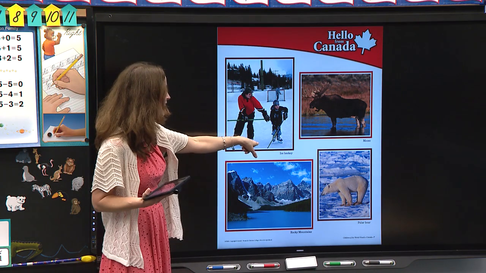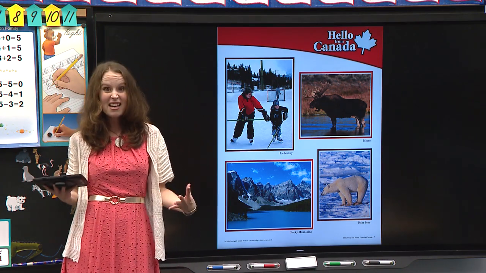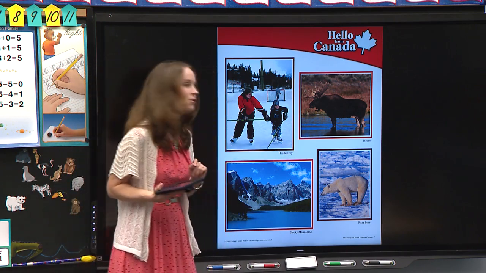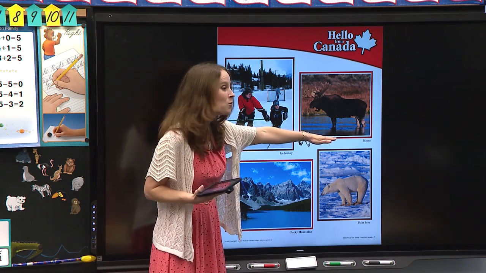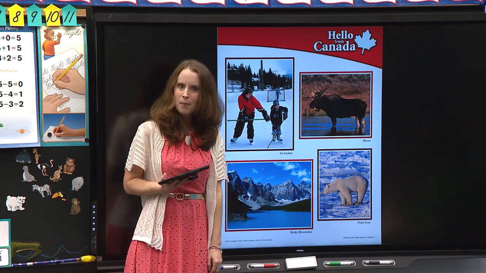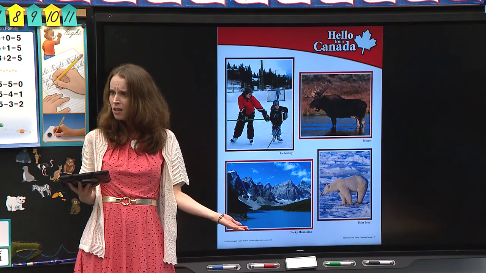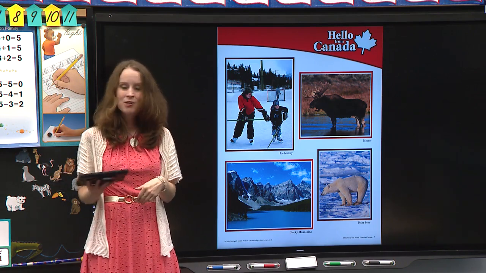That's it. And right here, we see a sport that people from Canada love to play. They love to ice skate and they love to play ice hockey. Now, here are some animals that you could see if you visit the country of Canada. One is this moose right here. I see a polar bear. Why do polar bears live in Canada, Trey? Because they like being cold. They love being cold, and it's cold in the country of Canada.